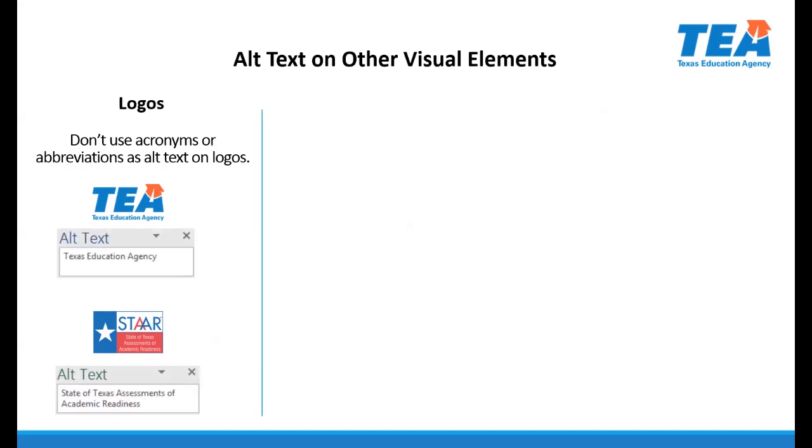Other visual elements like logos will also need to have alt text. However, don't use acronyms or abbreviations as alt text. For example, our TEA logo should not have TEA as the alt text. Instead, use the agency name. Same for the star logo. Use the whole name instead.